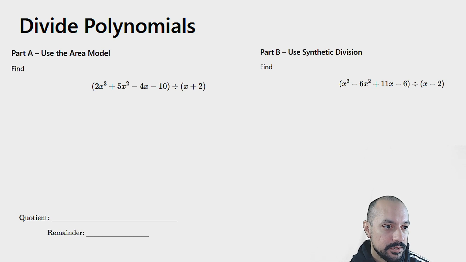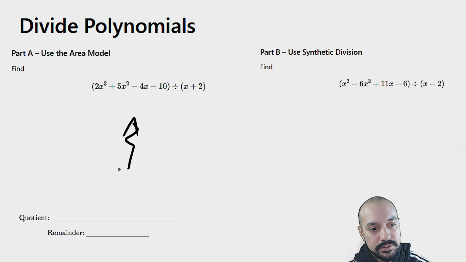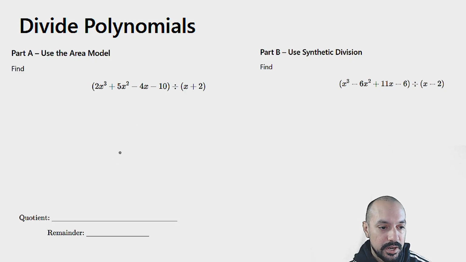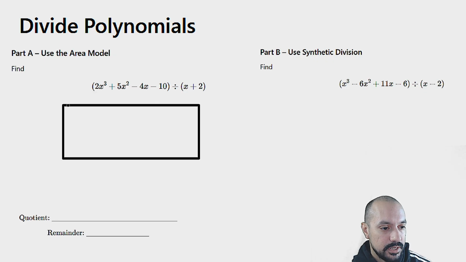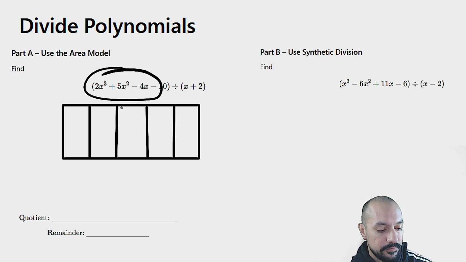So first we're going to divide here on the left. We have 2x to the third plus 5x squared minus 4x minus 10. That's our dividend. The dividend is the thing being divided, and we have our divisor x plus 2. So I'm going to set up an area model for this. I just want enough space to fill in some boxes here. So at least 4 columns, and I know at least 4 because I have 4 terms here.